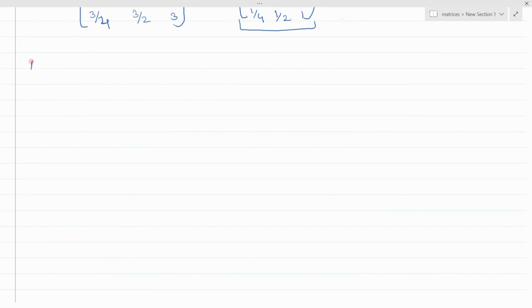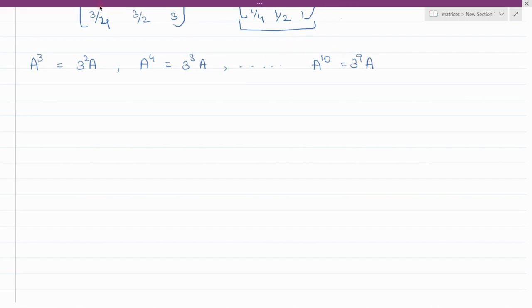Similarly, A cube can be written as 3 square A. So here A cube, here it's 3 square A. Now we can write A power 4 as 3 cube into A. And so on, A power 10 becomes 3 power 9 into A.